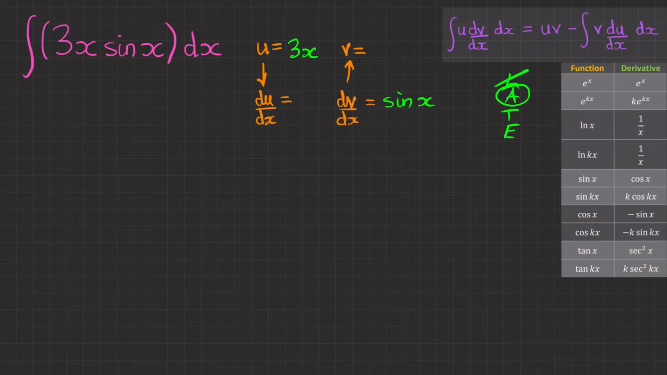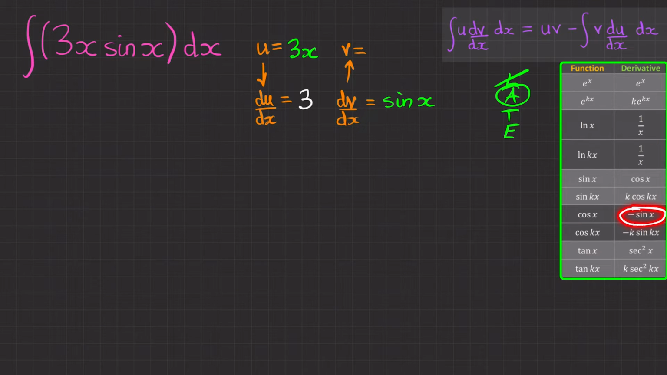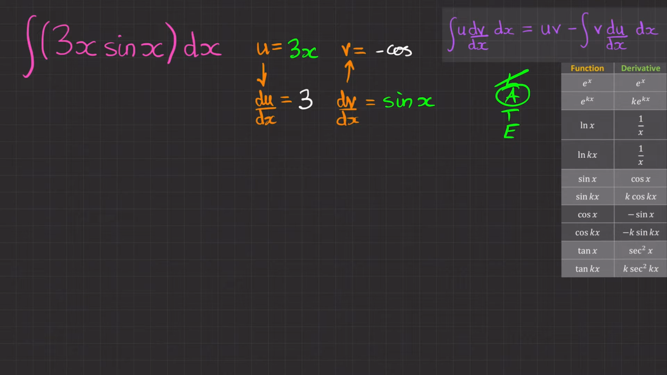Differentiating 3x will get us 3, and integrating dv by dx will get us, well, looking at this table here, minus sine x will become positive cos x, so positive sine x must become minus cos x. We've got all these values now, so we can input them into this part here. So we have u, which is 3x, multiplied by minus cos x, minus the integral of v, which is minus cos x, multiplied by du by dx, which is 3 dx.